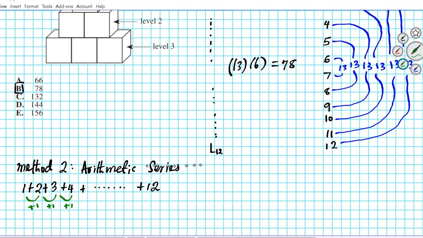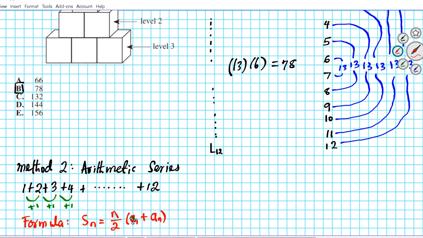Okay, since we have an arithmetic series situation here, let's go ahead and write down the formula. The formula for the sum of n terms of an arithmetic series is n over 2 times a1, the first term, plus an, the last term.